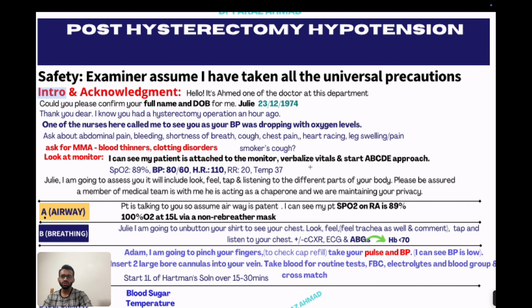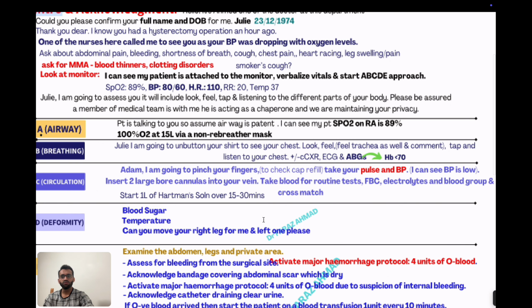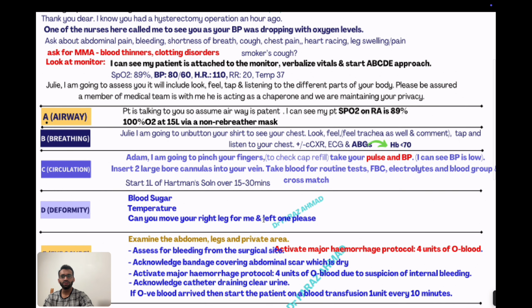Then you will say, Julie, I'm going to assess you. It will include looking, feeling, tapping, and listening to different parts of your body. Please be assured a member of the medical team is with me, and you will point toward the examiner. He is a member of the medical team who is acting as a chaperone, and we are maintaining your privacy. After saying that, you will move forward and go to the airway.